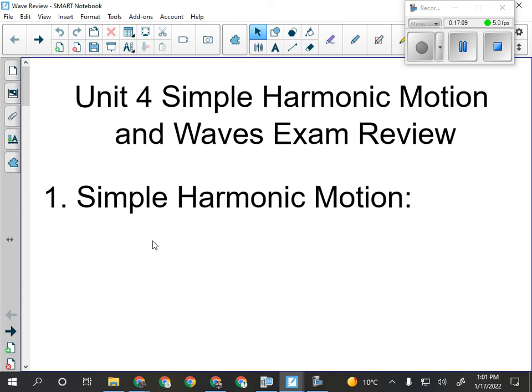Okay. So the first thing that we went over in this unit was simple harmonic motion. There are going to be some multiple choice questions asking about your understanding of simple harmonic motion. These are going to be things that ask stuff like, you know, what's the nature of the restoring force for an object moving with simple harmonic motion? And you're going to have to remember that it varies linearly with displacement, okay, in order for that to happen.